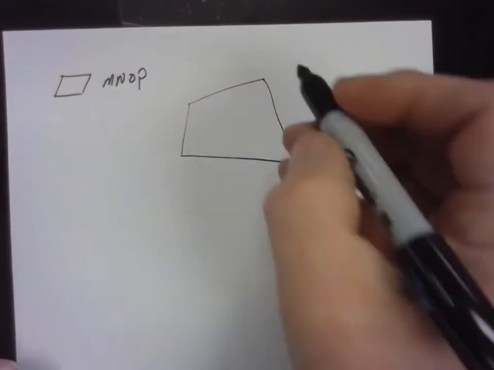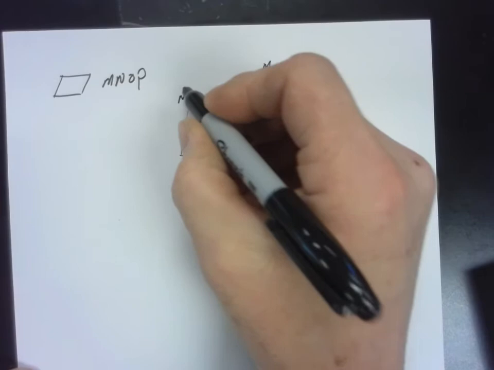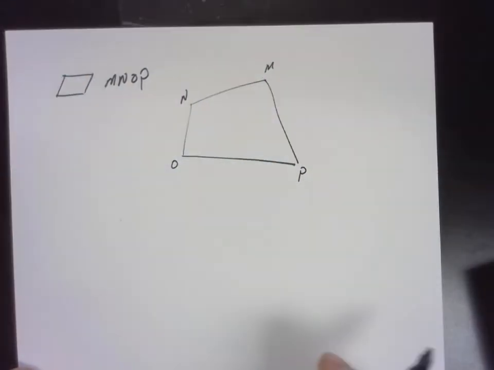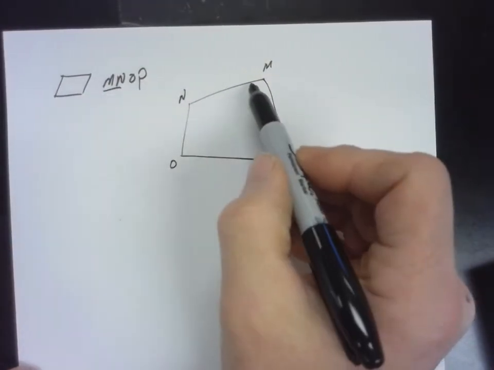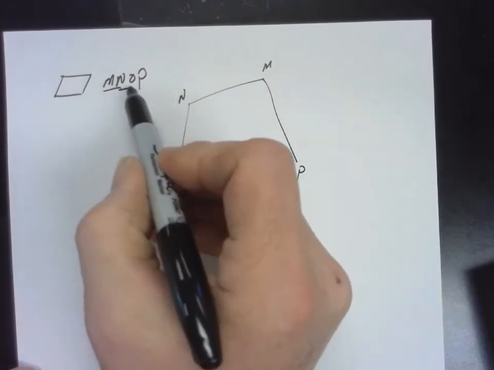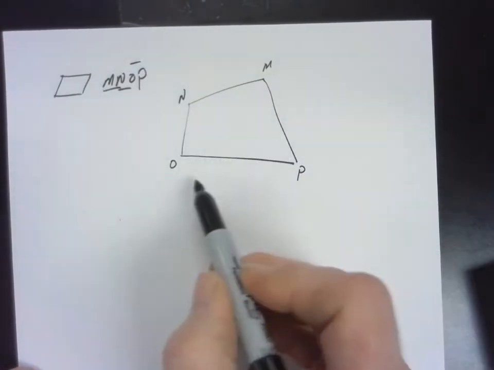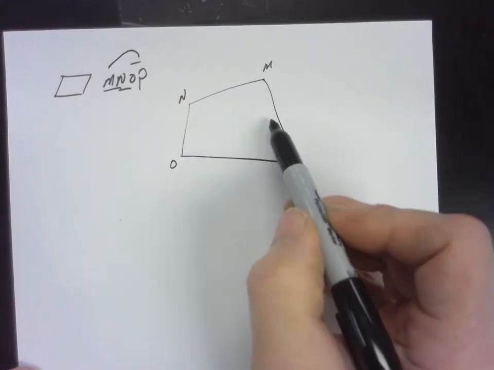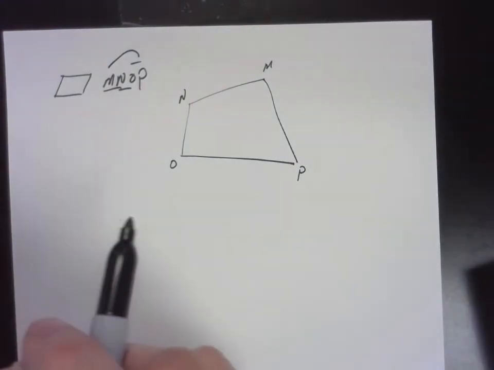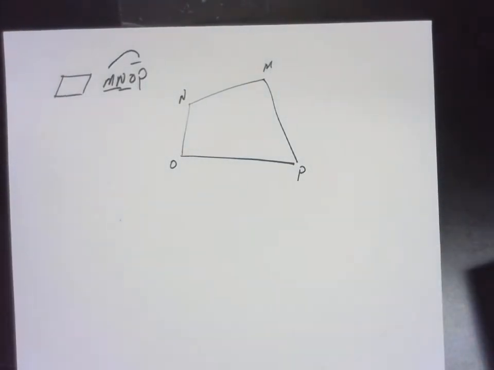So if I want to start here, MNOP, notice we have segment MN, and we have segment NO, and we have segment OP, and we have segment MP. Got them all. And they're all in order, they all fit. It'll work out.